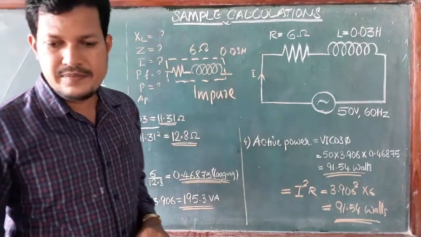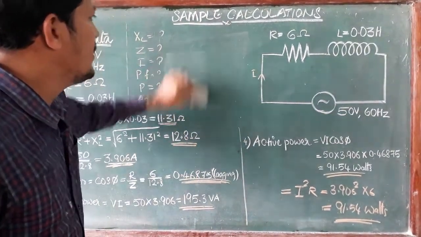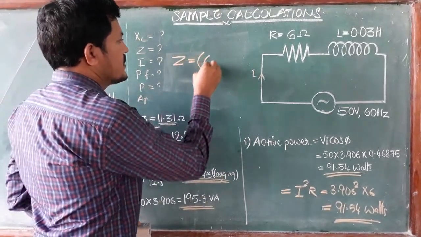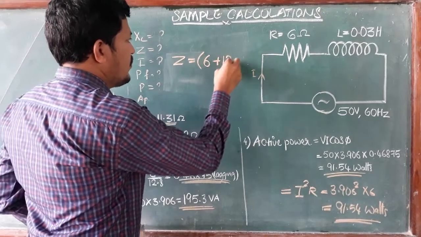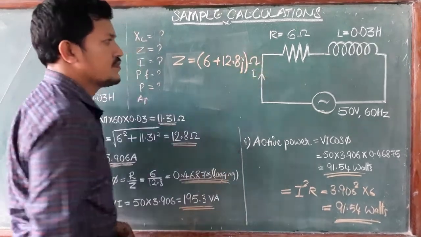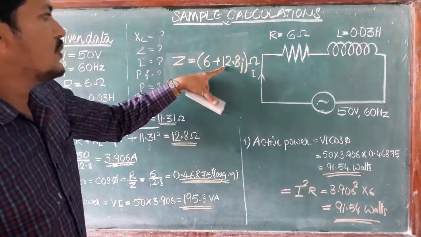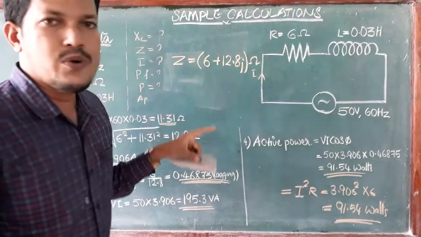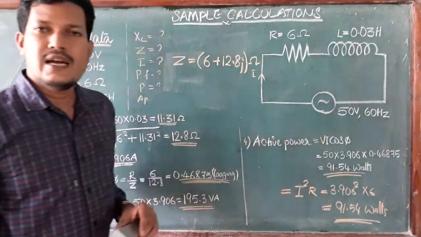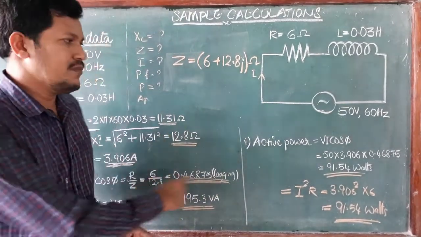And in the third case, the question will come: an impedance Z equal to 6 plus 12.8 J ohm. This is connected across a 50 volt, 60 hertz supply. Clear? Find the current, find the power factor, find the power, etc.